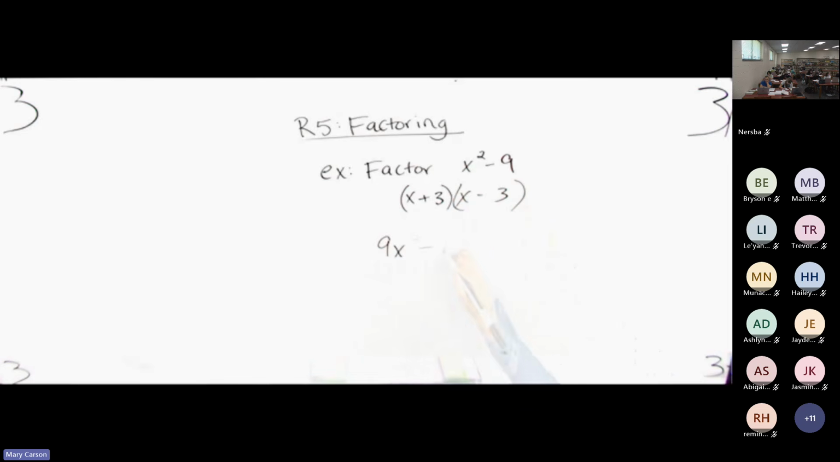Here are some other examples of a perfect square. 9x squared minus 100. How would I factor this one? This is another difference of squares. Try that one. Factor this one out real quick.